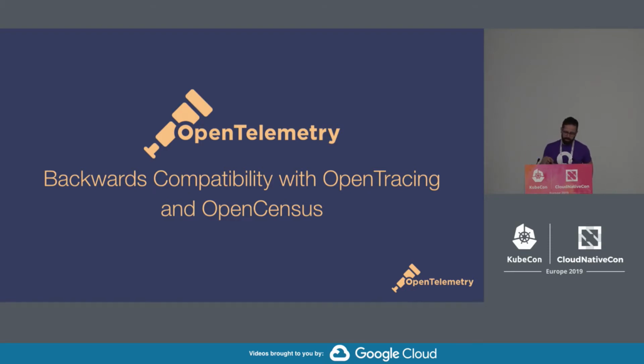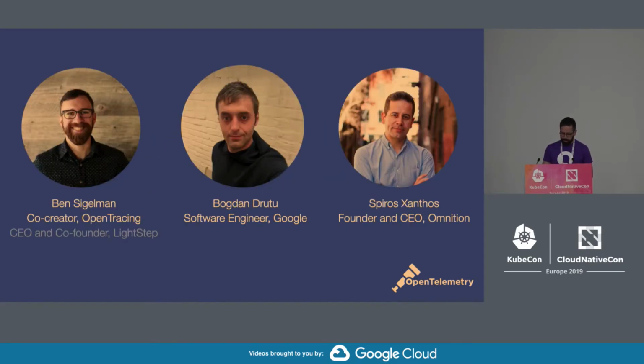But after that, we're going to give specifics about how the backwards compatibility with OpenTracing and OpenCensus is going to be achieved. So I'm going to do the first section. I'm going to try to maybe give some more background for the people who might have attended the previous session. And then Ben is going to talk about the compatibility with OpenTracing, and Bogdan is going to discuss the OpenCensus compatibility.